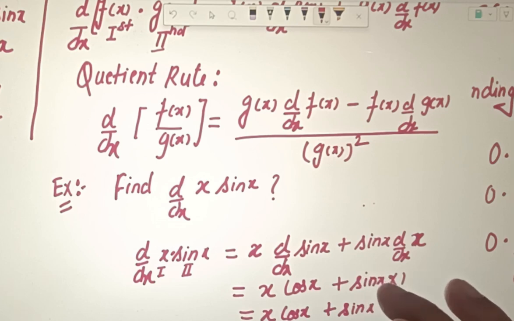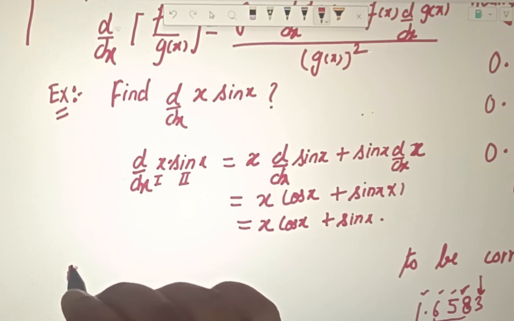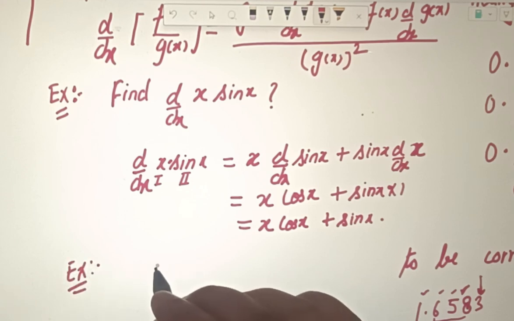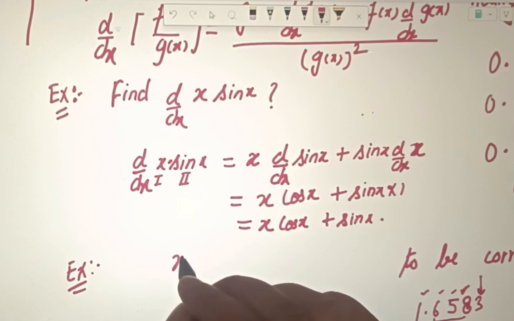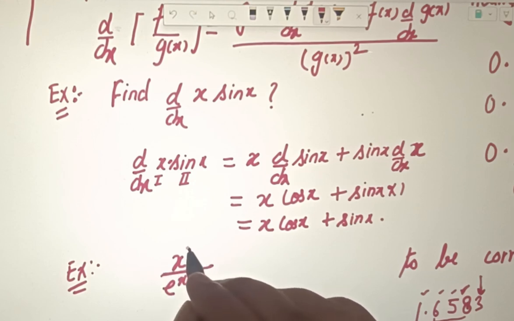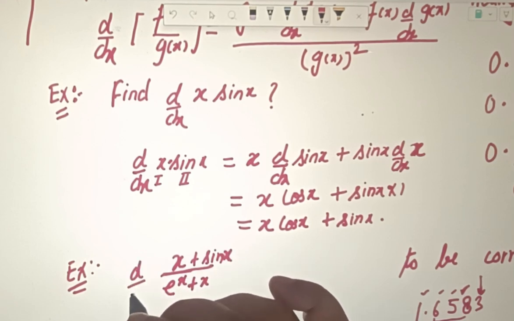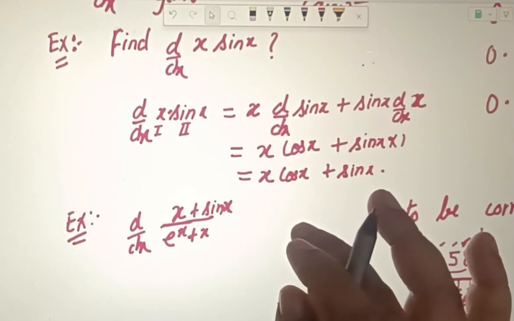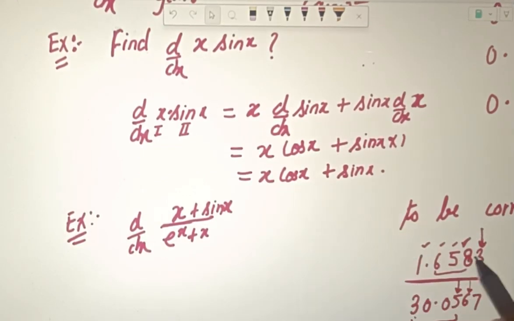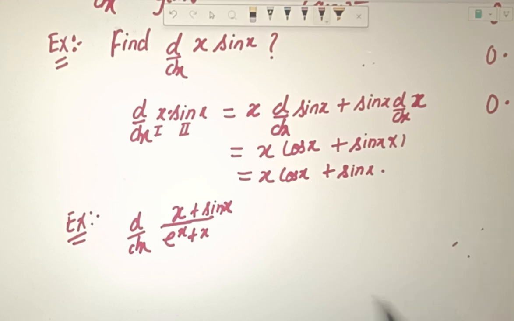Next, in the next example, if I talk about something like x upon sin x, or something else like e to the power x plus x in the denominator, and in the numerator it is x plus sin x. For example, I am going to take a question which looks difficult but is very easy to compute. So come on, how will we start the work?